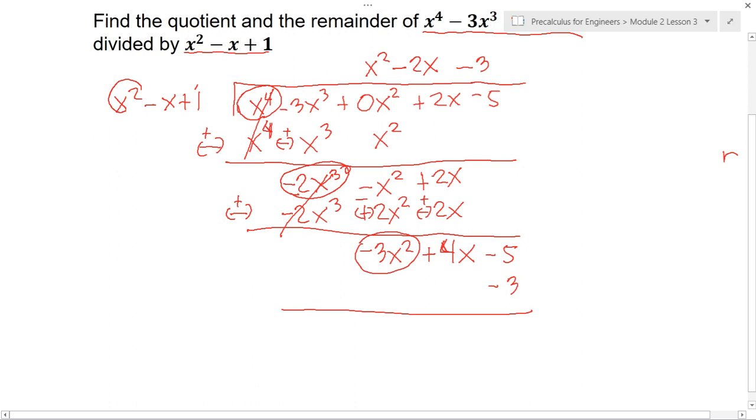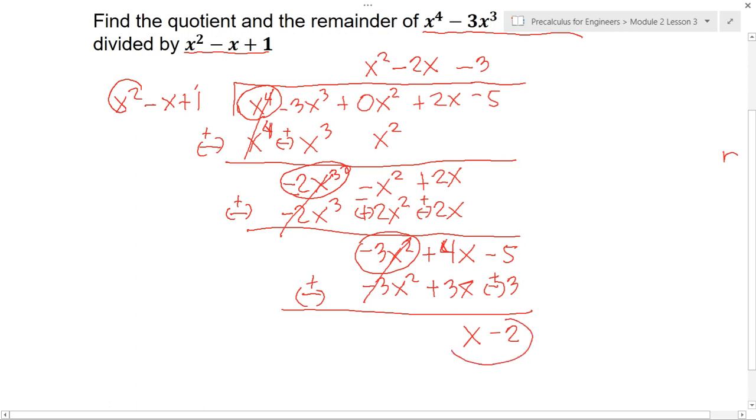Then, negative 3 times negative x. So we have positive 3x. Then 3 times x squared. So negative 3. We have negative 3x squared. I-subtract mo, magiging 0 to siya. How about this? 4 minus 3, we only have x. Negative 5 minus negative 3, magiging positive to. Magiging positive din to. Therefore, negative 5 plus 3, we have negative 2.